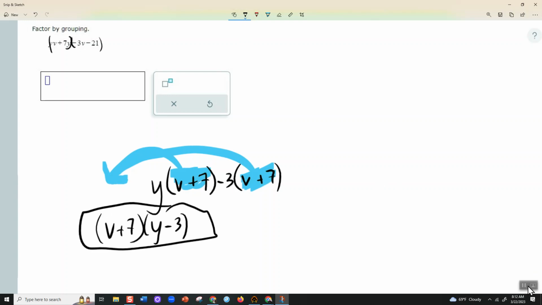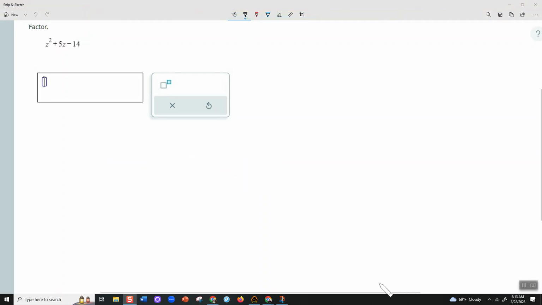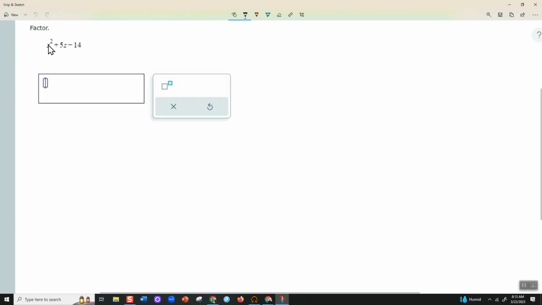Alright, let's go for number 5, the last one. Alright, on number 5, we don't have 4 terms, we have 3 terms. So this is a trinomial. 3 terms, 3 numbers. So we have to do a little bit of a different formula here.